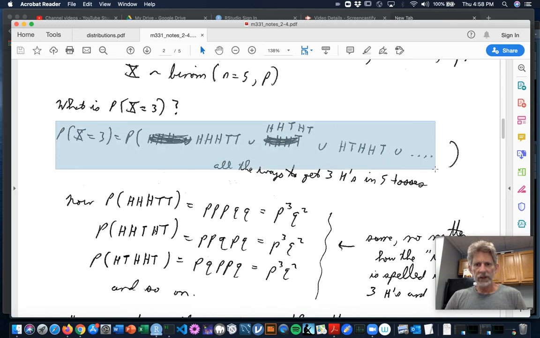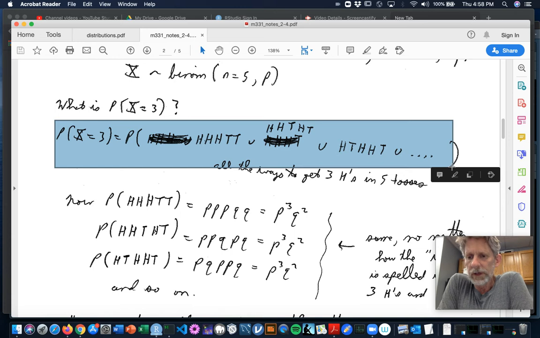If we think about it logically, the probability that x is 3 can be thought of as the probability of this event, x being 3. It's actually the union of 10 disjoint events. There are 10 ways to have 3 heads in 5 tosses of a coin. I know this because if you're going to have 3 heads, you've got to have 2 tails. And so you're working with HHH and TT. All the ways that it could come out where there's 3 heads is just the number of ways you could spell a word with 3 H's and 2 T's.